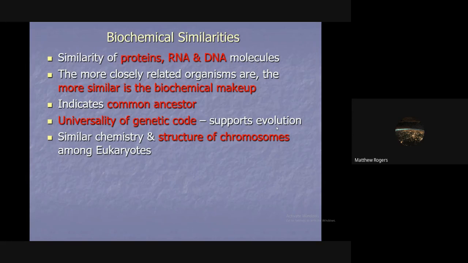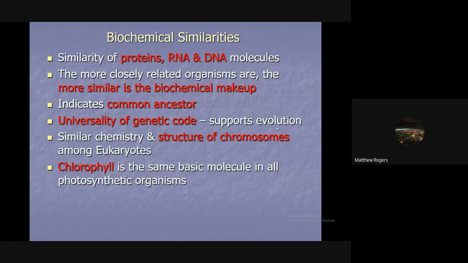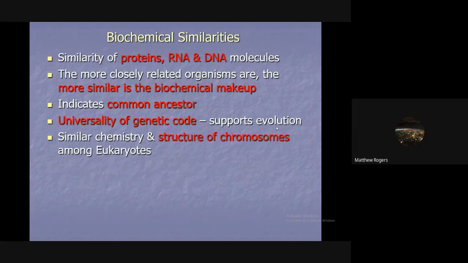Also, we all have the same structure of chromosomes. I can't tell the difference between bacterial chromosomes and human chromosomes as long as they're both eukaryotes. We have the same basic molecules across all of our organelles. This one says chlorophyll, but all of our organelles are basically the same. So that's a biochemical similarity. So there's 4 that we're doing. This one is kind of hard to see because this is just comparing all the things that make up our cell: DNA, proteins, and RNA. We can compare how close they are to each other.